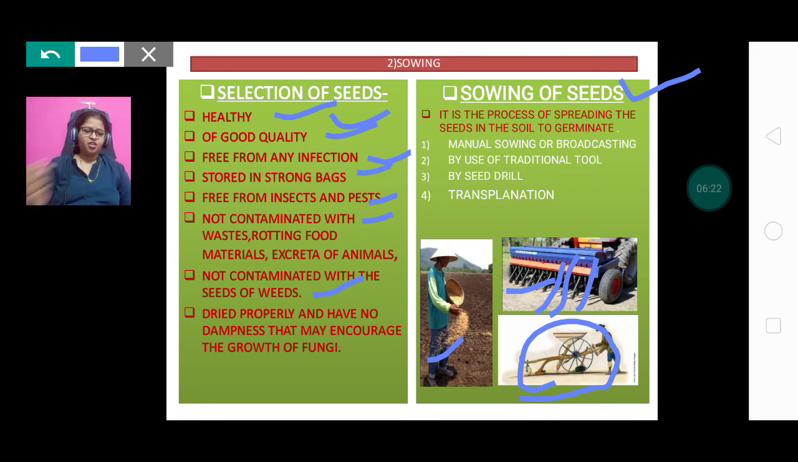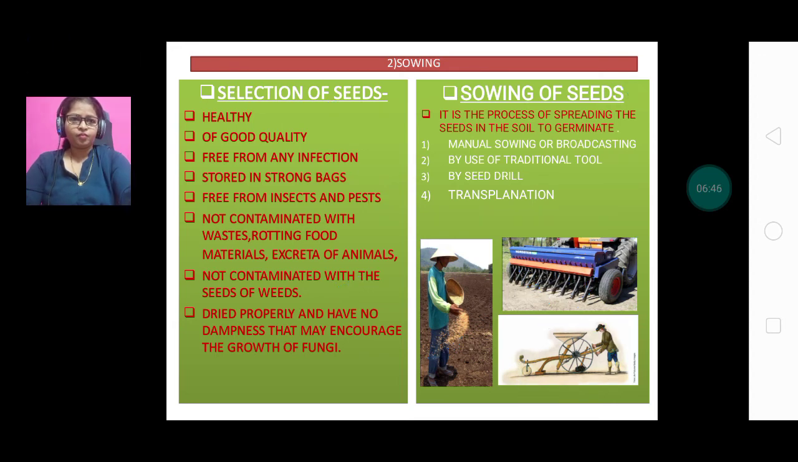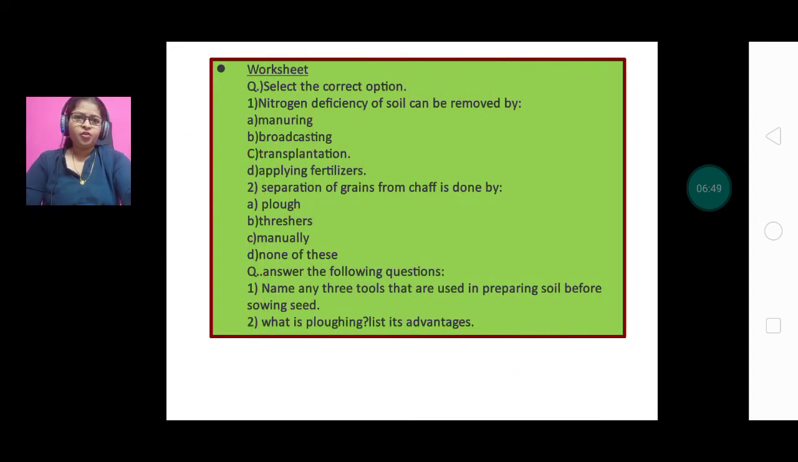The last one is transplantation. Transplantation means what? It is used for crops like paddy, where the seeds are first sown in the nursery, and when they germinate, small plantlets or seedlings are directly planted in the field. So this is how sowing of the seeds takes place. You need to solve the worksheet after this in your home assignment pages, and once school opens, just check it with your teacher.